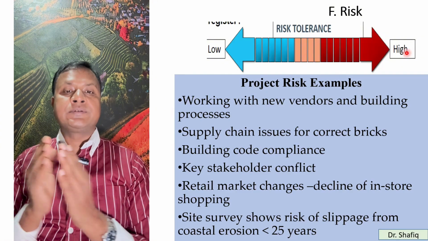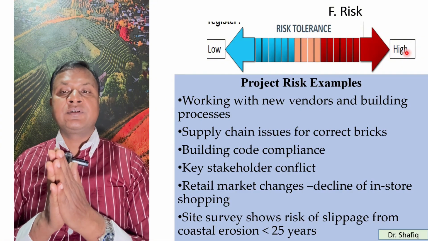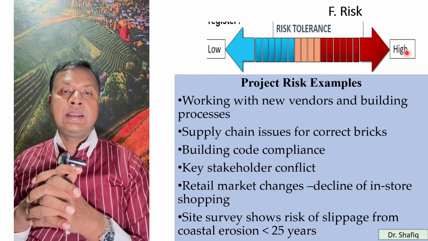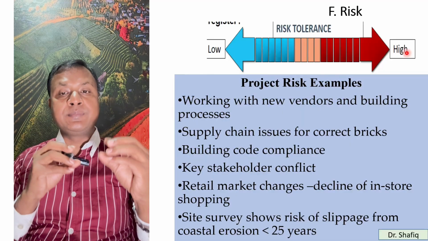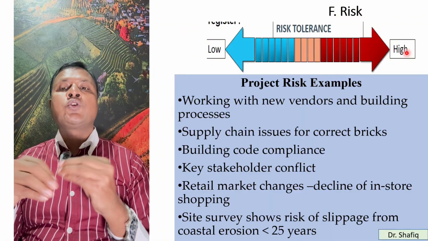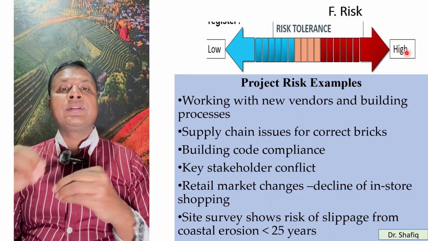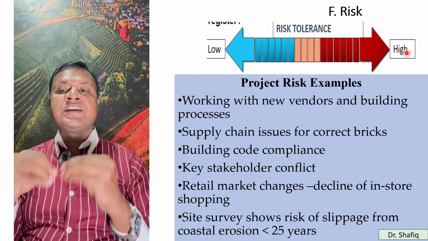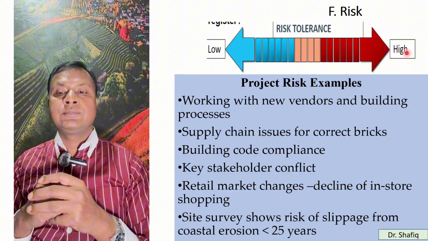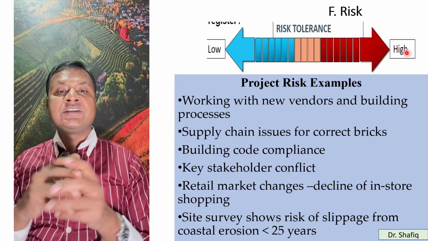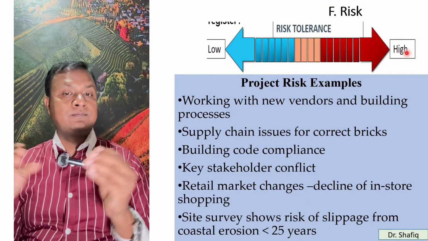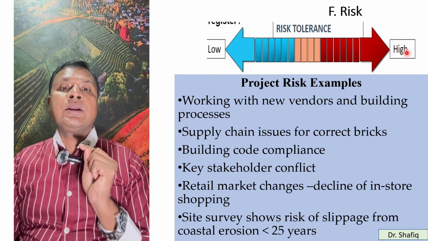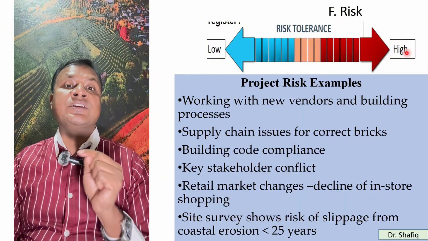There are many examples you can give for project risk. For example, working with new vendors or building a new process, or supply chain issues for correct bricks, or building code compliances, or there can be a conflict between the stakeholders, or retail market changes, decline in store shopping, or a site survey shows risk of slippage from coastal erosion. So many kinds of examples can be given which can come as an issue or risk for you.